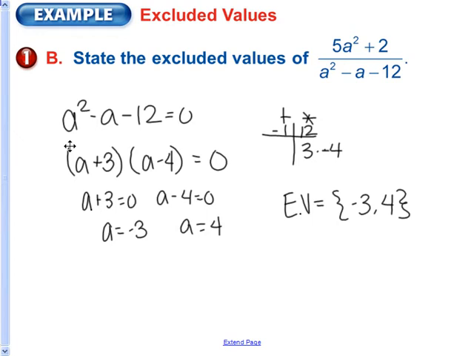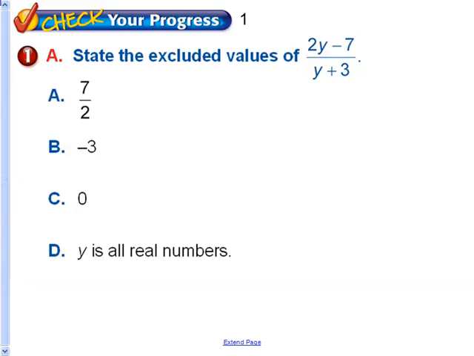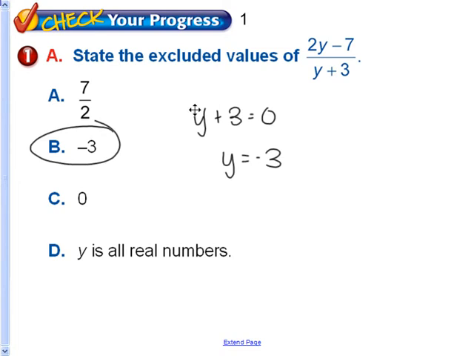Okay, go to your left page and try this one out on your left page. The sub can hit pause, and then we'll press play once everybody is done. All right, the excluded value is y plus 3 equals 0. Subtract 3 on both sides, and the answer is B, negative 3. Okay, try another one over there.